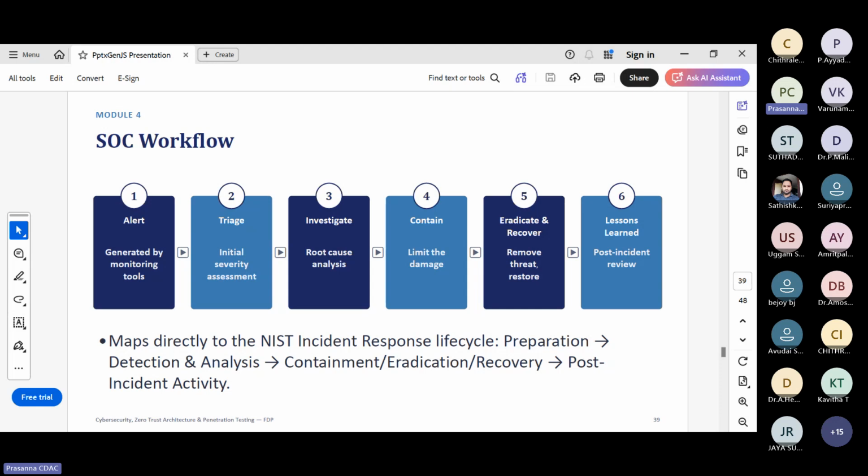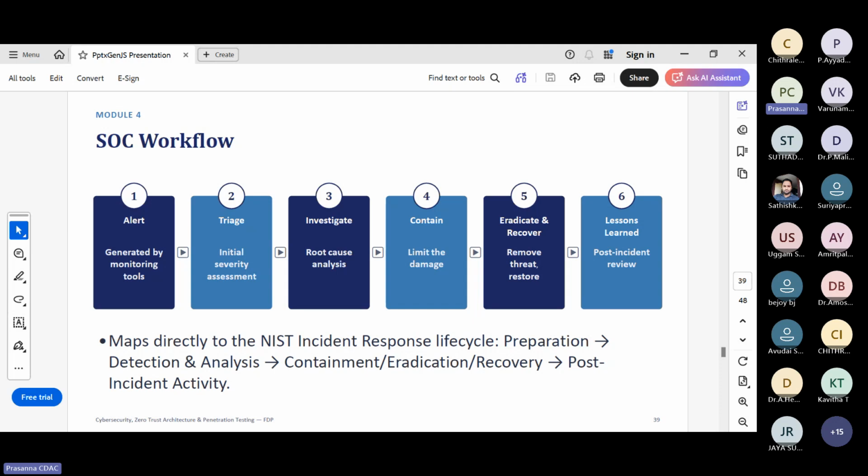So then we will try to find the root cause. Then we will be issuing the patch, which we call contain, or we will try to isolate the system if the activity cannot be controlled. We will be trying to isolate. This is where the containment comes. That is to limit the damage. We don't want it to spread across the other systems.